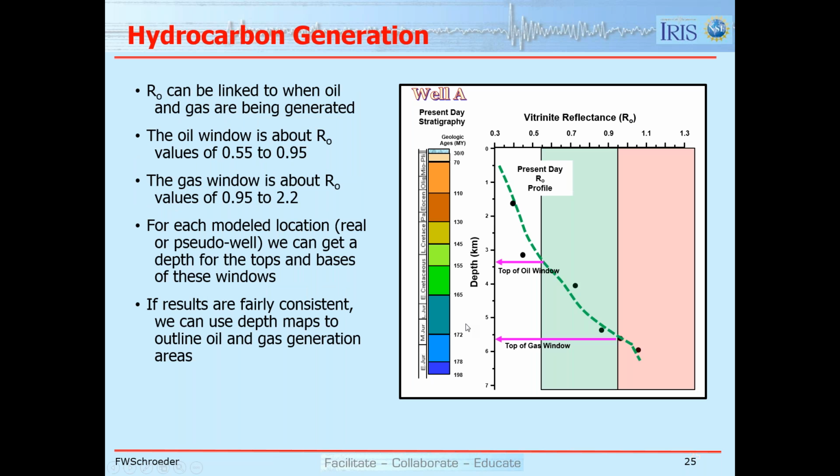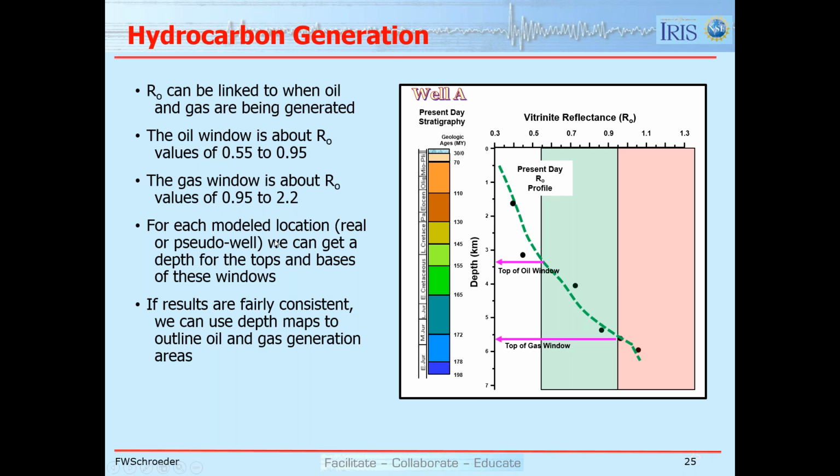Vitrinite reflectance can also be tied to the oil and gas windows. The oil window starts at about an Ro, or vitrinite reflectance, of 0.55 and goes to a vitrinite reflectance of about 0.95. And then the gas window starts at 0.95 and goes to 2.2.